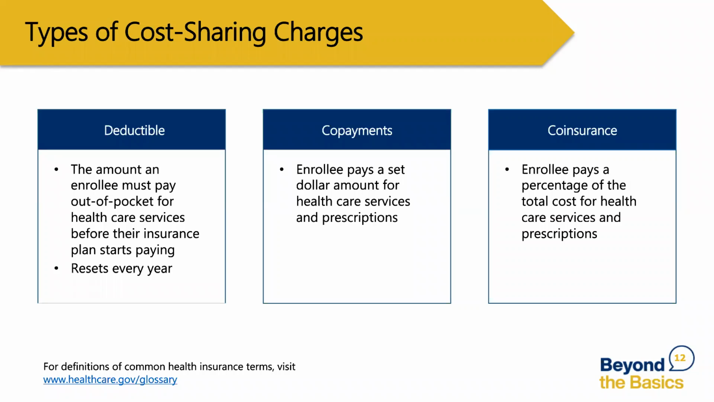And then the third type is coinsurance. So that's when an enrollee pays a percentage of the total cost for healthcare services and prescriptions. So that would be like you have to pay 25% of the cost of a doctor's visit. So it's not a set dollar amount. It can be a bit harder for people to understand because it's a percentage and they don't necessarily know what that's going to mean. But you do see those with hospital bills and doctor visits and other types of benefits or coverage that's part of the QHP.